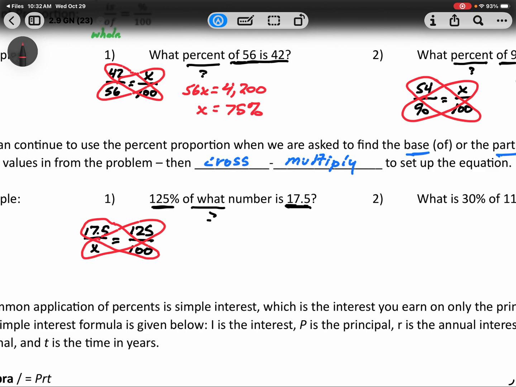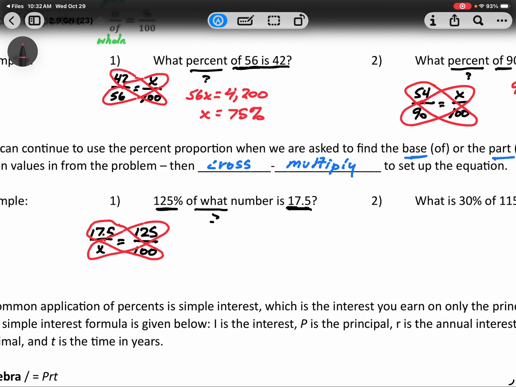And so now here's where you might need your calculator for a little bit of advanced stuff. 125x equals, let's figure out 17.5 times 100 is 1,750. And then I divide both sides by 125. And then x is going to equal 14. Now, this value won't have a label because it's a part of the ratio on the left side that does not have a percent attached to it.